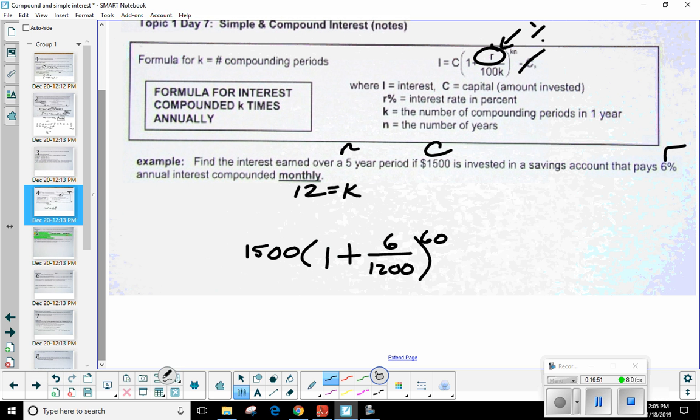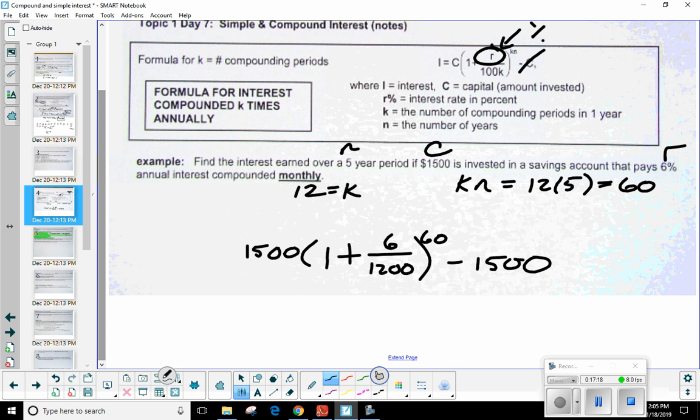Now, this is going to be the total amount. If I want just the interest earned, then I'm going to subtract off the original 1,500. We're just going to see how much it grew. Yes, ma'am. Wait, where's the 60 coming from? Oh, the 60 is coming from the power right here. So the power is always K times N. So I'm going to take the 12 times a year times the 5 years to give me the 60.